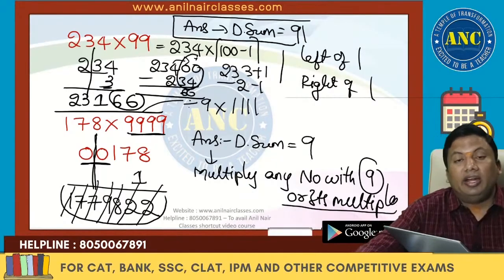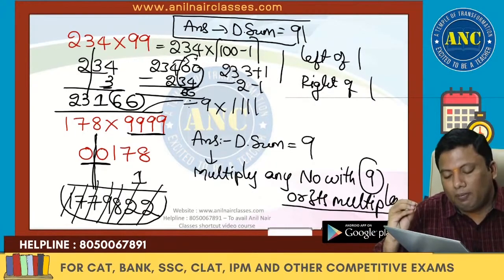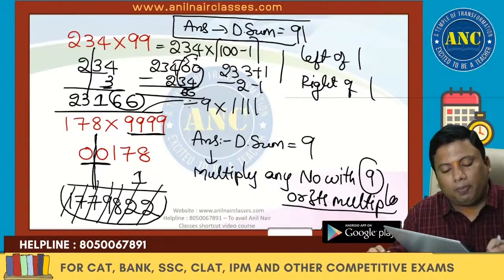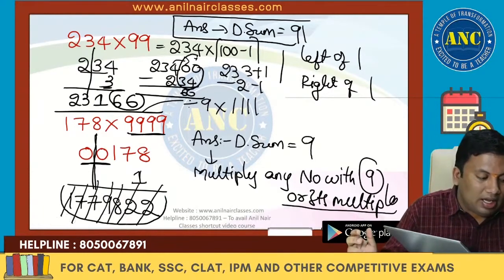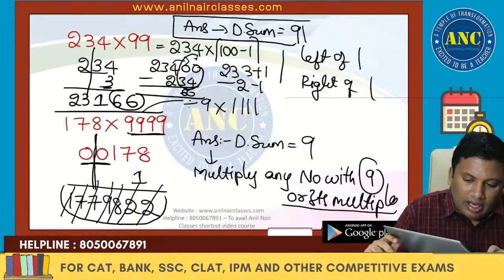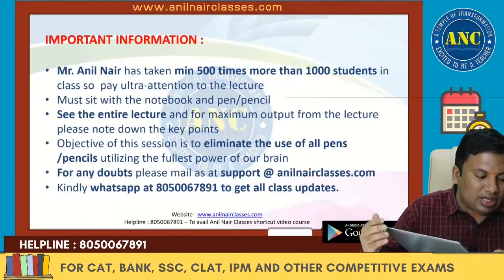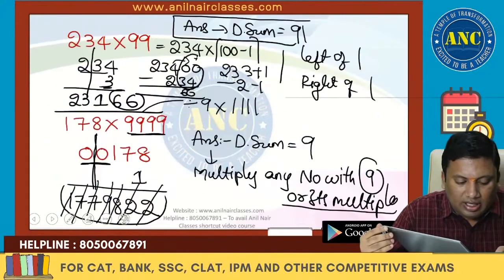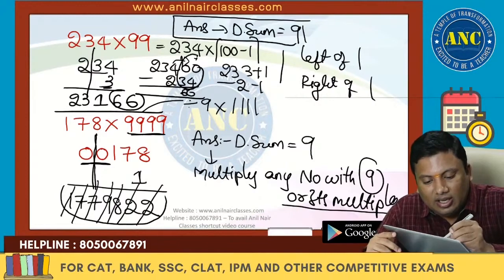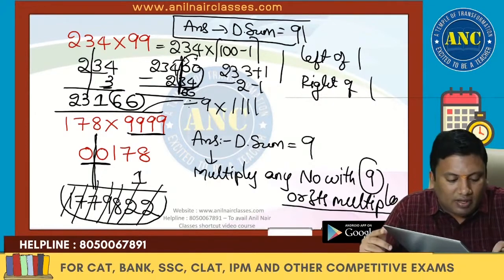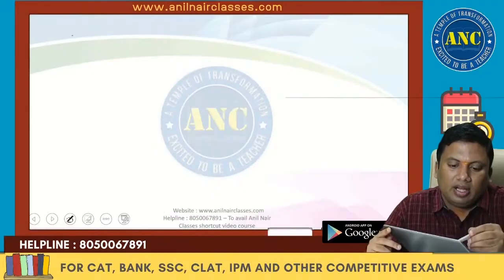I hope the idea is clear. Any number when you multiply by 9, the answer's digital sum should always be 9. Now see here. Why are we keeping the slash? This slash will tell us what numbers I will write down in a new slide.